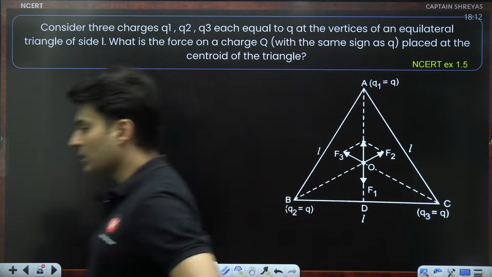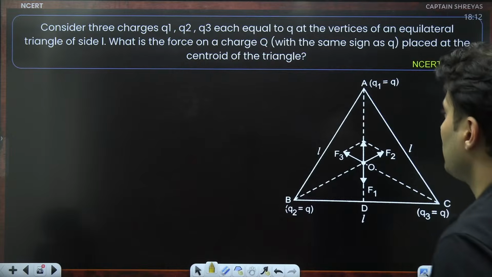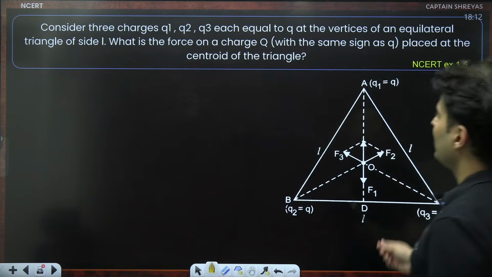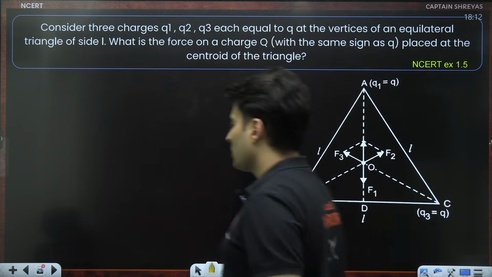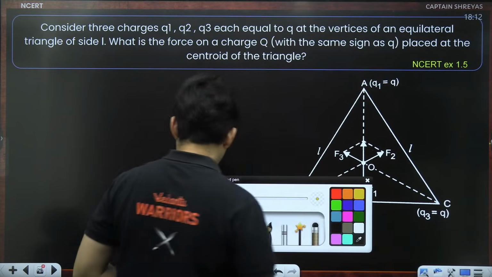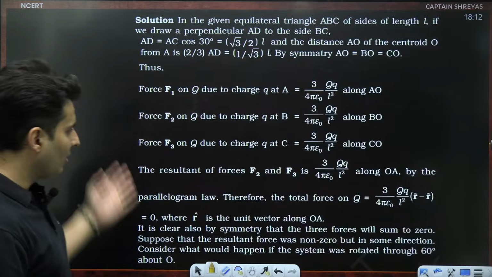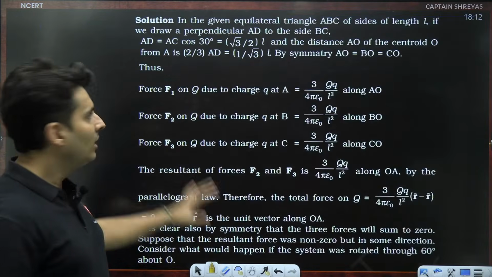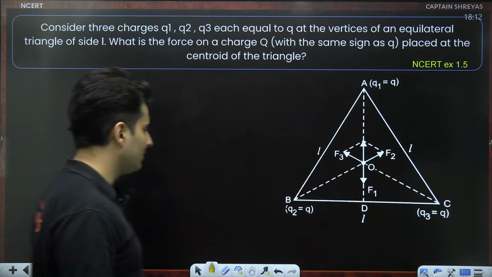Okay. So here are the questions. Consider three charges Q1, Q2, Q3, each equal to Q, on the vertices of an equilateral triangle. What is the force on charge Q which is placed at the centroid of the triangle? Now, in this particular question, if you look at the solution, you will break your head. What the hell have they done? Really, this is so stupid what they have done. The solution was unnecessary.